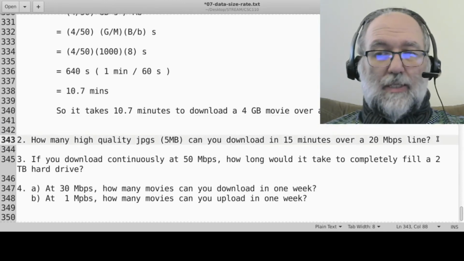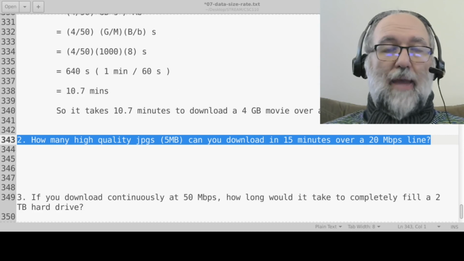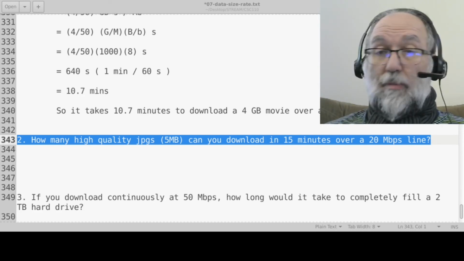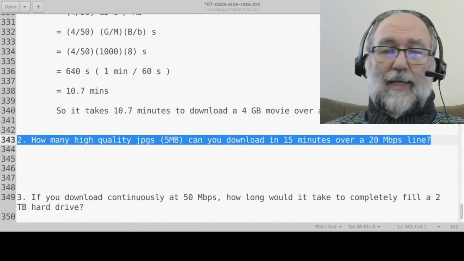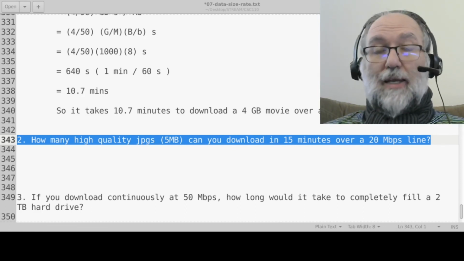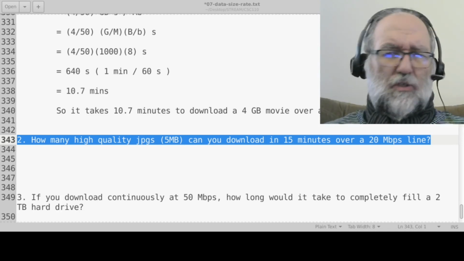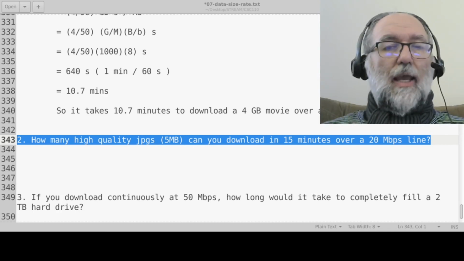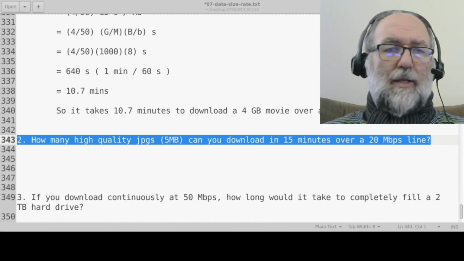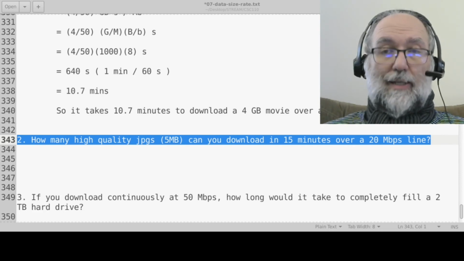Our next question is, how many high quality JPEGs, 5 megabits each? Remember, when I tell you an image is high quality, I have to tell you how big it is. A JPEG is a kind of image, as opposed to a bitmap, which is another kind. So there are different types of image formats. These JPEGs are 5 megabits in size. How many of these can you download in 15 minutes over a 20 megabit per second line?